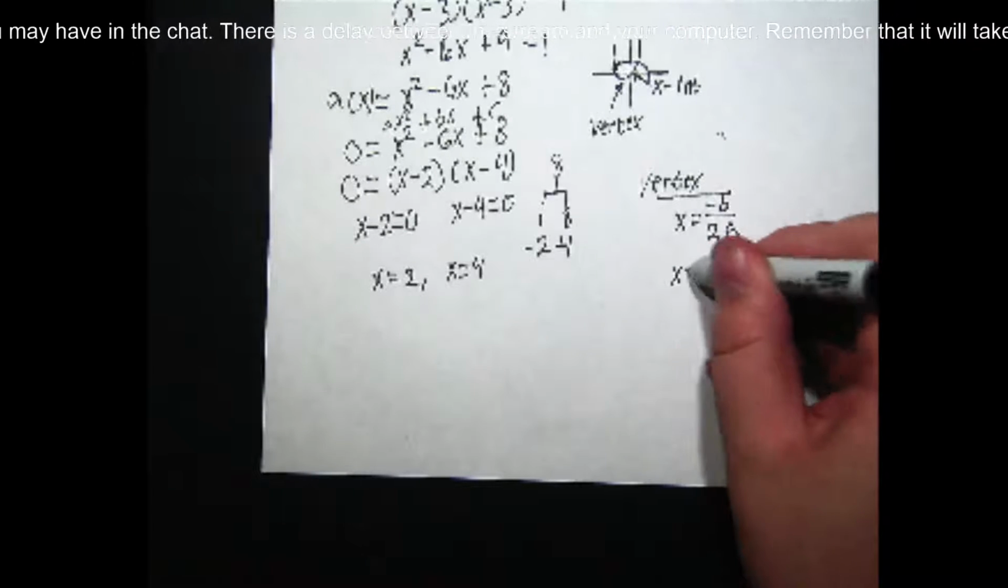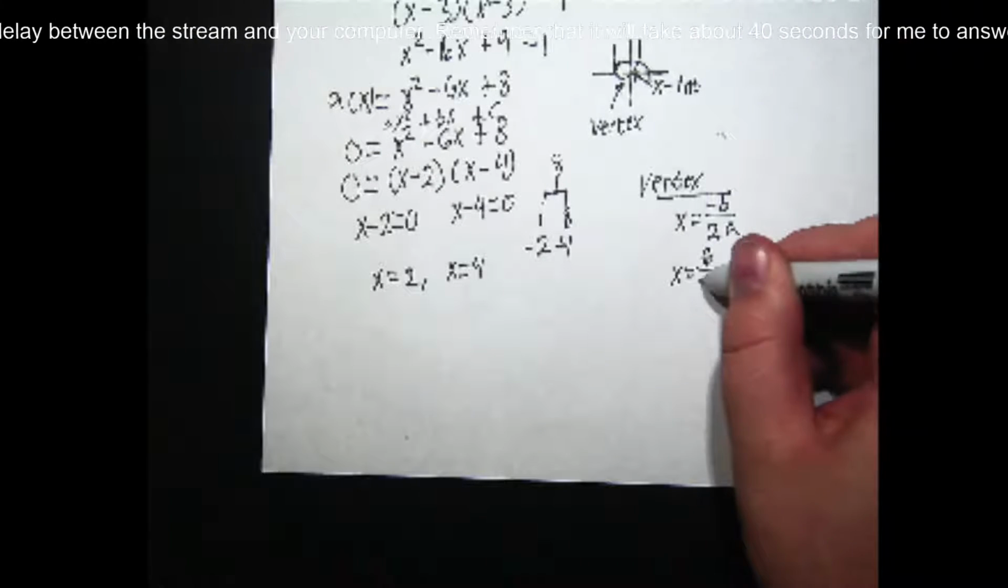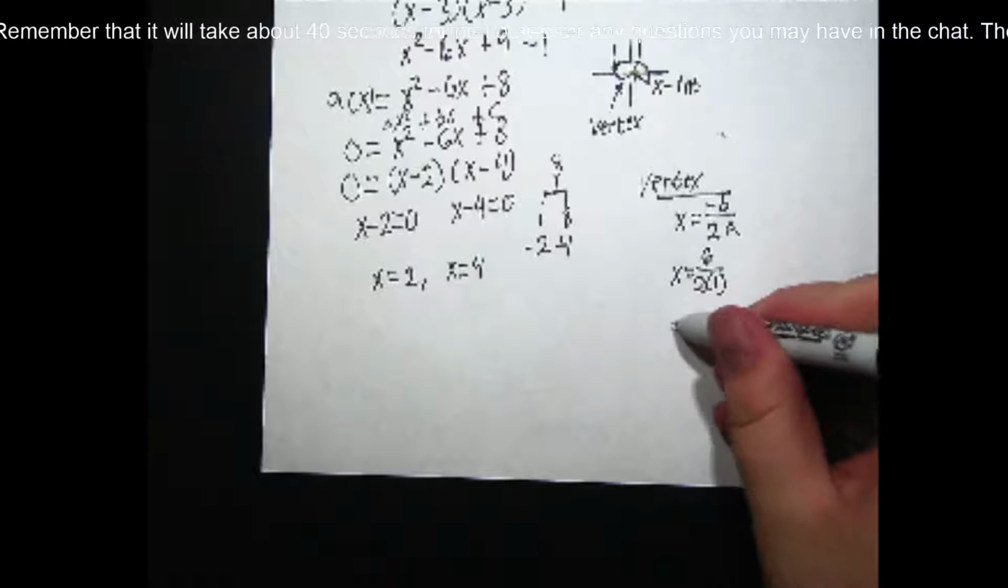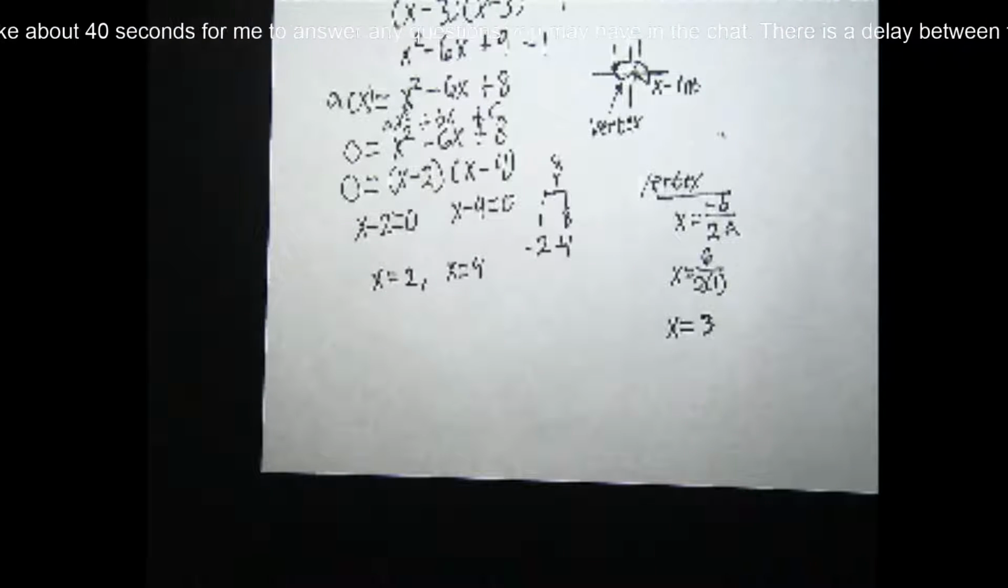I now have x equals positive 6 because negative and negative is a positive, over 2 times 1, which is 2. And 6 divided by 2 is 3. So this gives us that the x portion of our vertex is at 3.